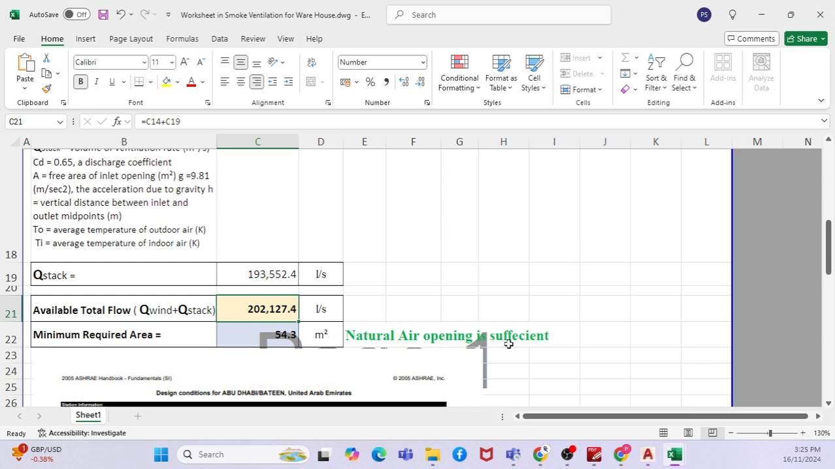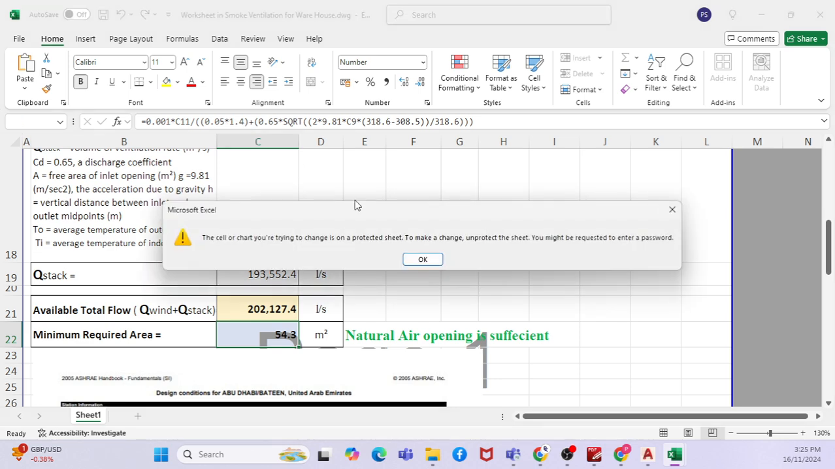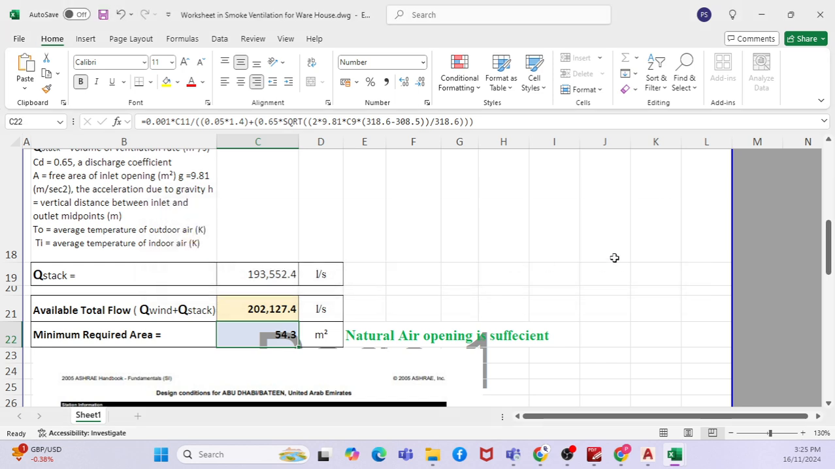You are going to check whether the natural air opening available is sufficient or not. The velocity in this case you have taken is still 1.4, right? Yeah, 1.4. Yes, you can also find it here. Yes, this is 1.4. 1.4 is the velocity. Okay, clear, right?